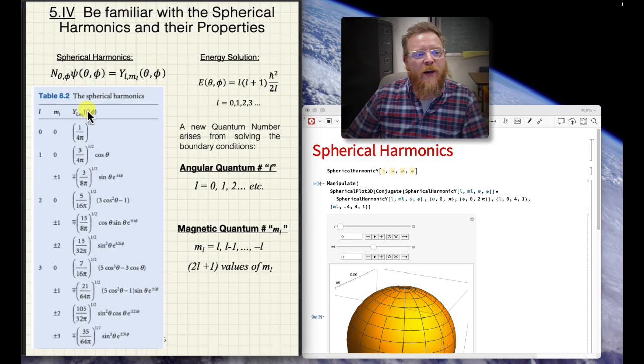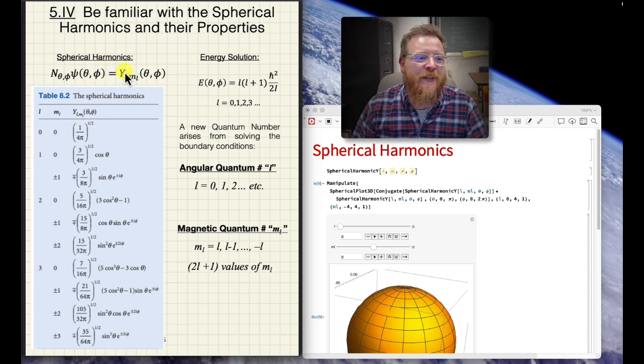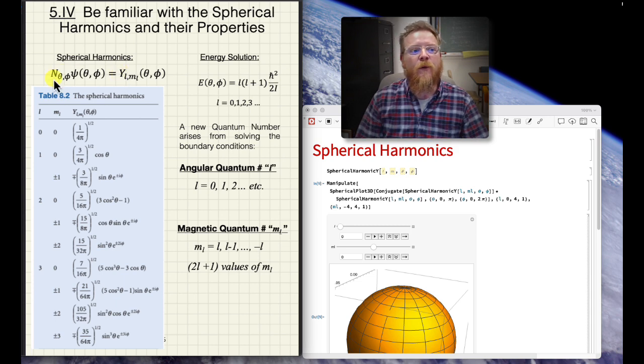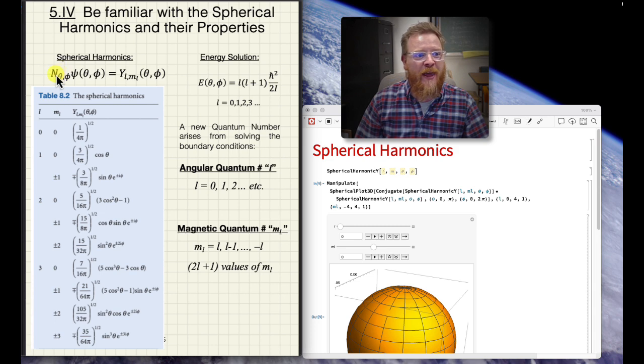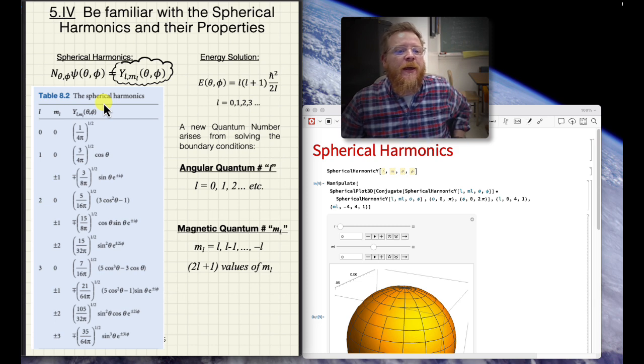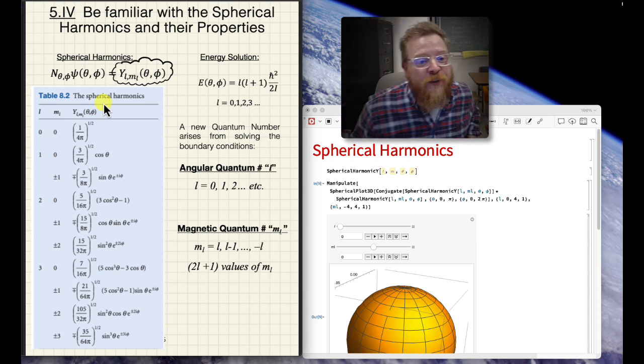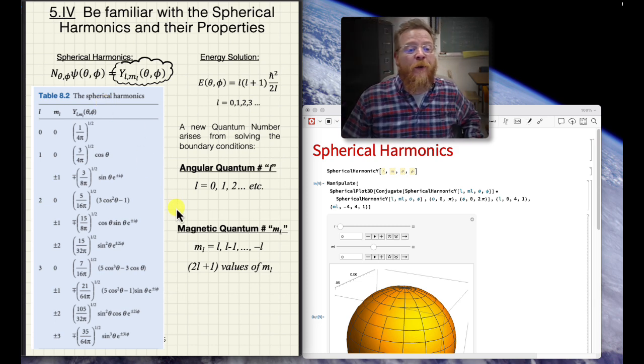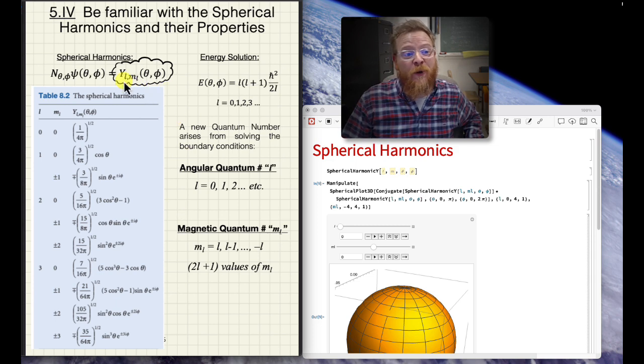So what we ended up with last time, we made our best attempt to solve the particle on a sphere problem. When we did that, the normalized wave function for that, psi, we call a new function here, Y_L^ML, that we refer to as the spherical harmonics. In the derivation of the solution, which we skipped over, a new quantum number appears.